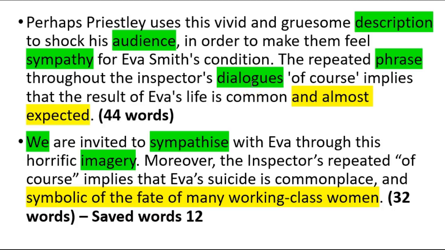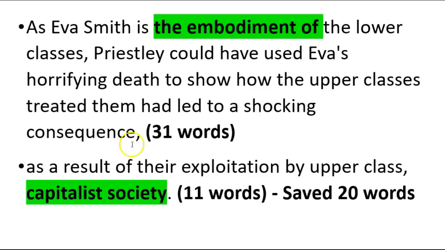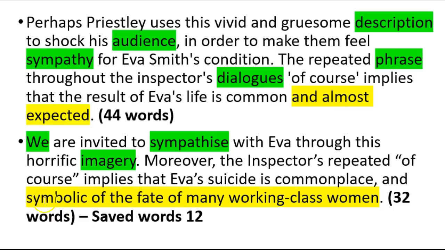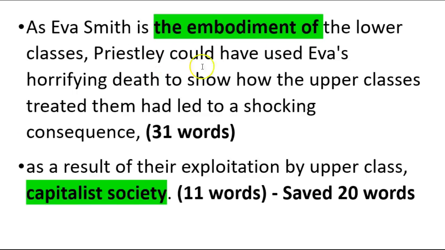Don't tell the reader what they can already work out simply for themselves. Now, this long section here with the excellent vocabulary, the embodiment of, I can actually reduce down to less than a sentence, which I will add to the previous paragraph. So as Eva Smith is the embodiment of the lower classes, well, do you remember I already made that point here, symbolic of the fate of working class women. So now I don't need this bit.